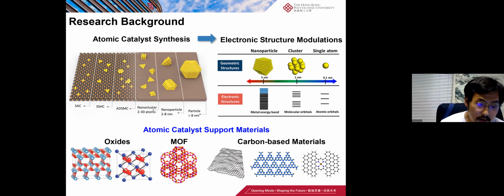Reducing the size of the electrocatalyst from nanoparticles to the single atomic level will significantly change electronic structures. This usually leads to the unique electroactivity of atomically dispersed metal. However, due to the ultra-large surface energy of single metal atoms, they often face aggregation issues during synthesis. To overcome this challenge, appropriate support materials are strongly needed to stabilize the single metal atoms. Currently, there are several main support materials, including oxides, metal organic frameworks, and carbon-based materials.